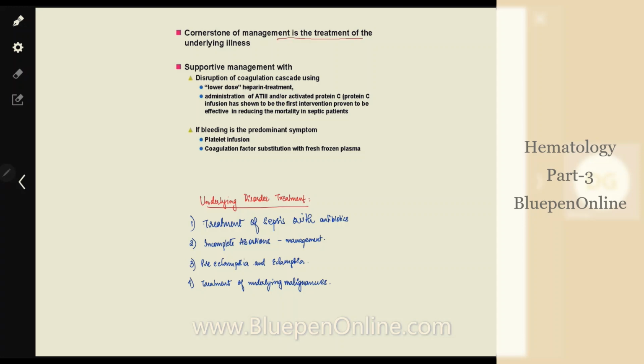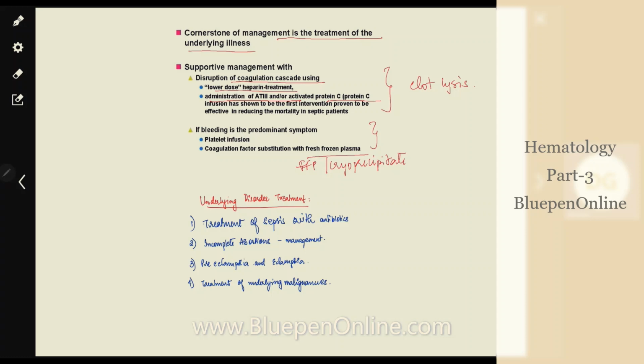The cornerstone of management is the treatment of underlying disease. Supportive management is based on the predominant symptom. So if the predominant symptom is clotting, then we use low-dose heparin treatment, administration of antithrombin 3, activated protein C, so that clot lysis occurs or it prevents clot formation. If bleeding is the predominant symptom, then I can use platelet transfusion and give fresh frozen plasma or cryoprecipitate. But the cornerstone of the management is treatment of underlying disease.